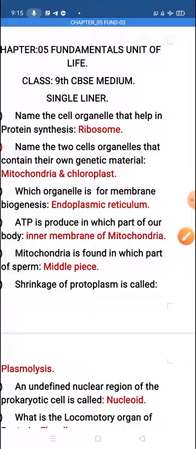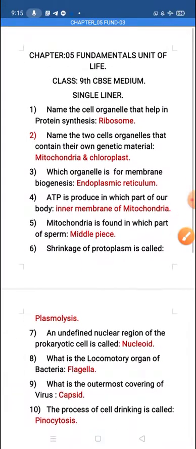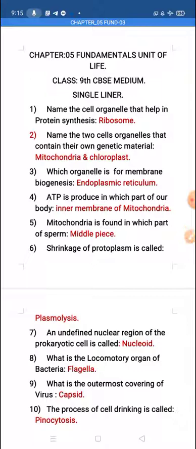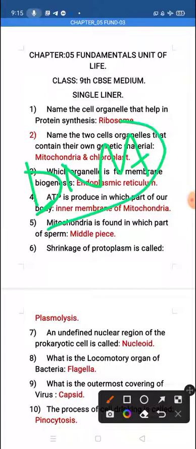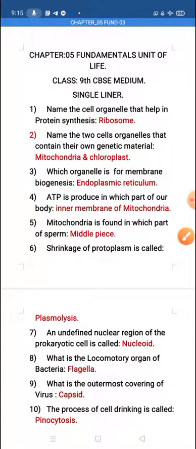Question number 2: Name the two cell organelles that contain their own genetic material. Genetic material means DNA. Name the two cell organelles that contain their own genetic material, that is your mitochondria and chloroplast.